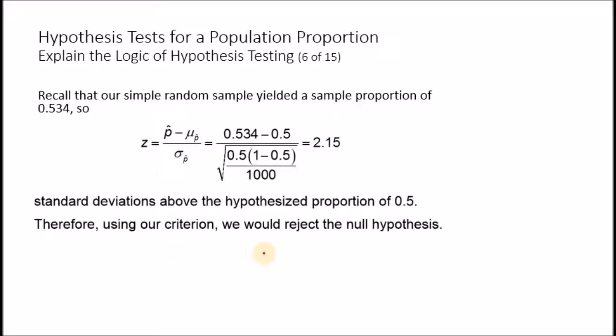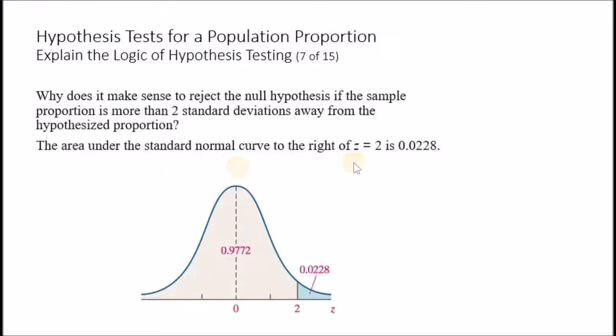Therefore, using this criterion, we would reject the null hypothesis because the sample proportion is too many standard deviations away from the mean. In other words, it's not in the middle 95%, it is statistically significantly different from the population proportion, and as a result, we're going to reject the null hypothesis. But why does it make sense to reject the null hypothesis if the sample proportion is more than 2 standard deviations away from the hypothesized proportion, which is the null hypothesis?